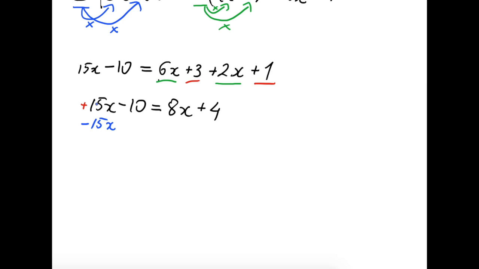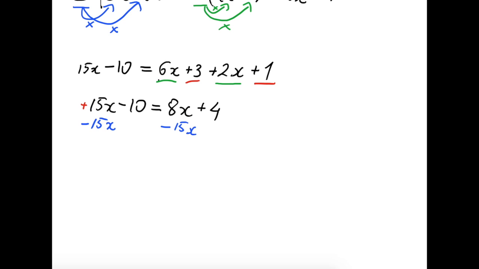Let's just do that. Because I'm subtracting 15x on the left hand side of the equal sign, I have to do the same thing on the other side to keep the equation balanced. So that's what I'm going to do now as well. Minus 15x.